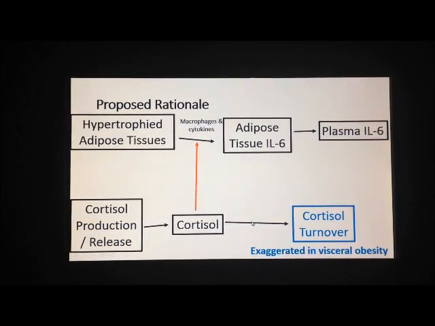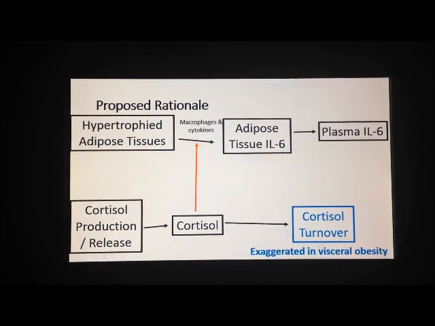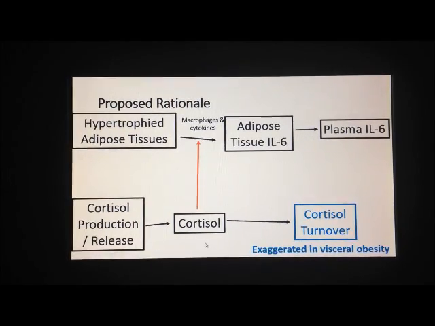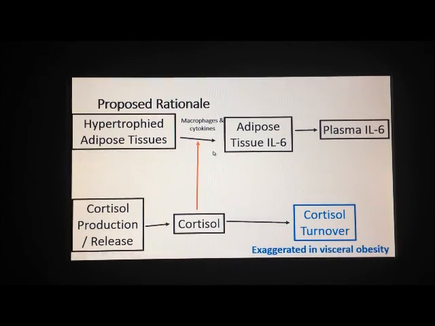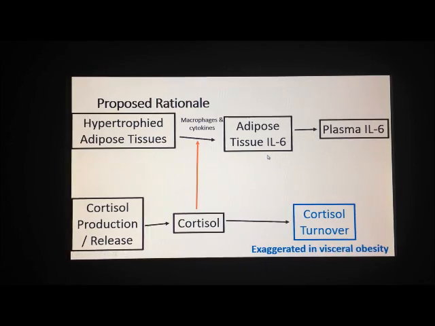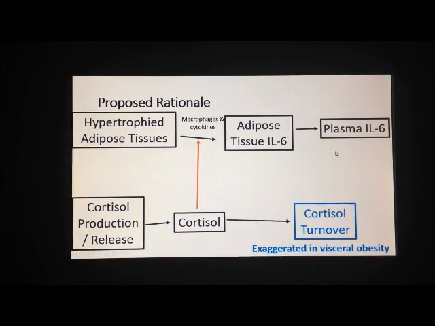If cortisol turnover is exaggerated in visceral obesity, that means we have more outflow for cortisol in visceral obesity, and therefore less cortisol in our blood, meaning less inhibition of the production of IL-6 in our adipose tissue, ultimately leading to more adipose tissue IL-6 and therefore more plasma IL-6. What's the proof of this?